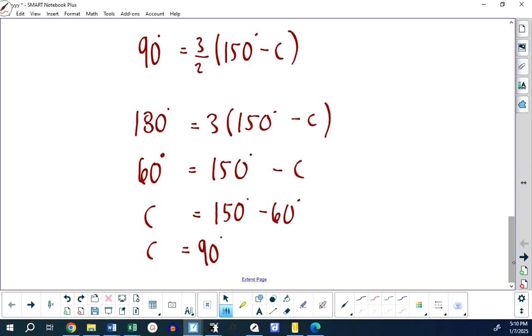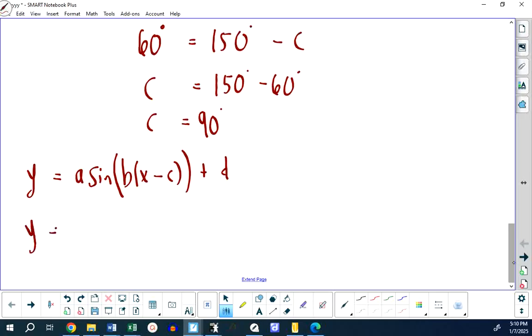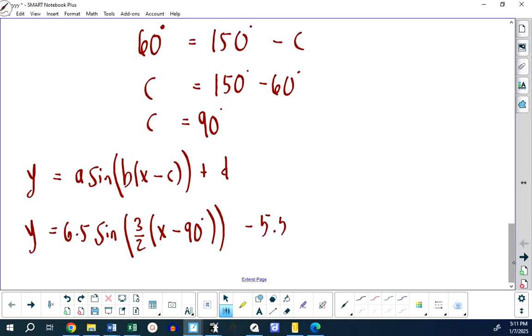Now what do we know? We know that the equation was y equals a sine b x minus c plus d, but now we know a, b, c, and d. A was 6.5, b is 3/2, c is 90 degrees, and d is negative 5.5.